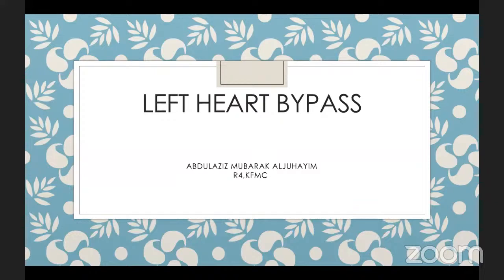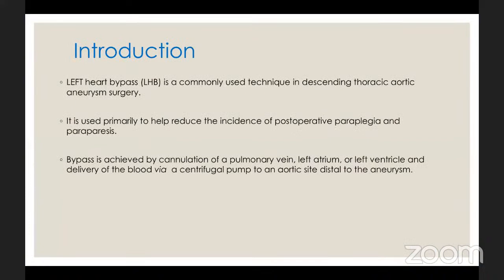Good afternoon. My lecture today will be on left heart bypass. So we'll start with the introduction. Left heart bypass is a commonly used technique in descending thoracic aorta and aneurysm surgery. It is used primarily to help reduce the incidence of post-operative paraplegia and paralysis.